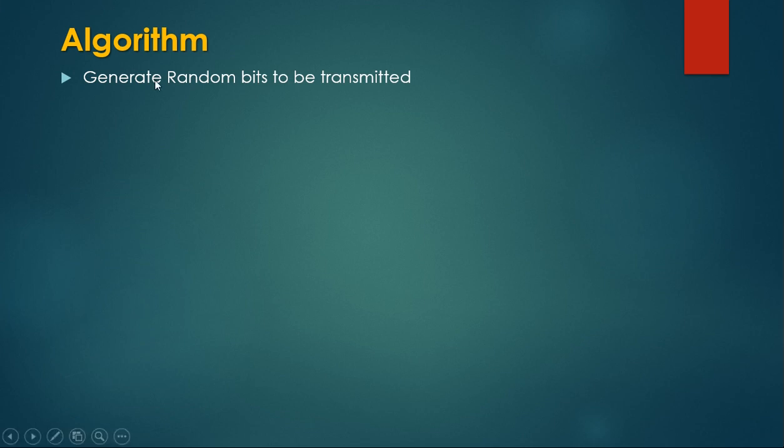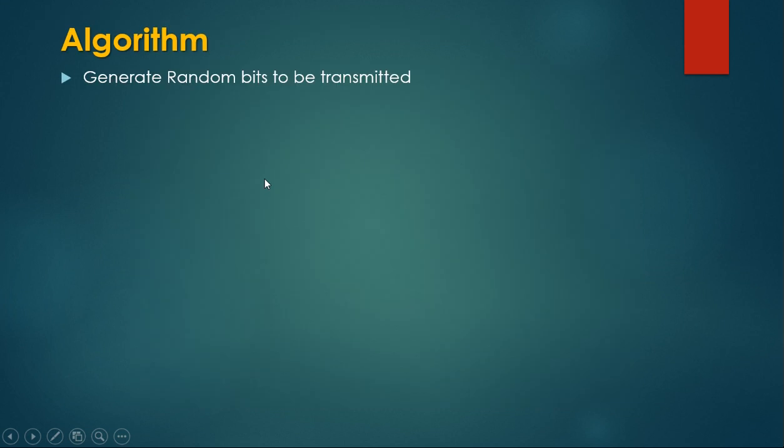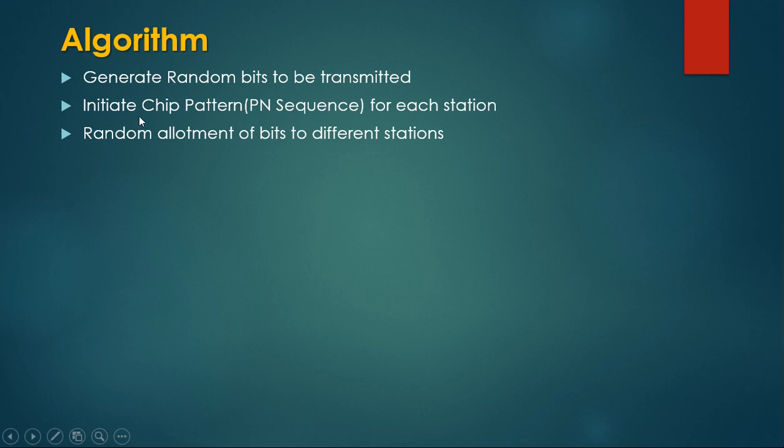Initially, we will generate random bits to be transmitted over the CDMA architecture. Fine. And then initiate a chip pattern for each station. It is already stated in the previous block diagram. Each station is provided with different chips or PN sequence. So that's what we have to initiate, the chip pattern or PN sequence for each station, and randomly allocate the bits to the different stations.